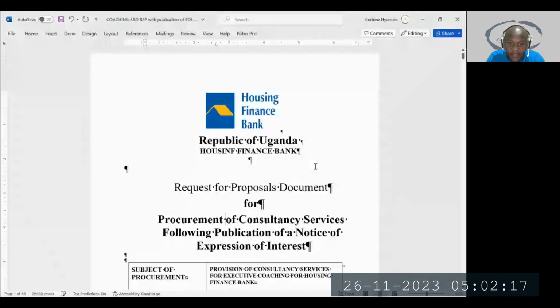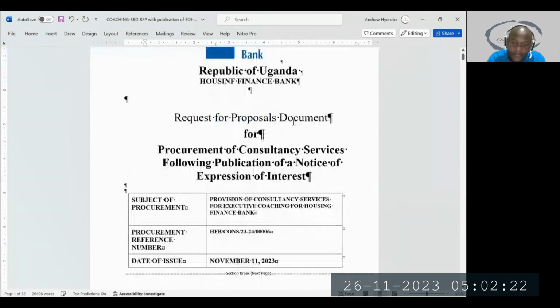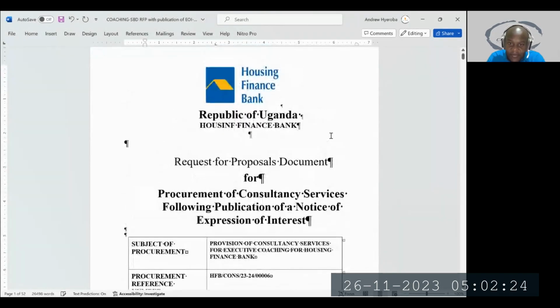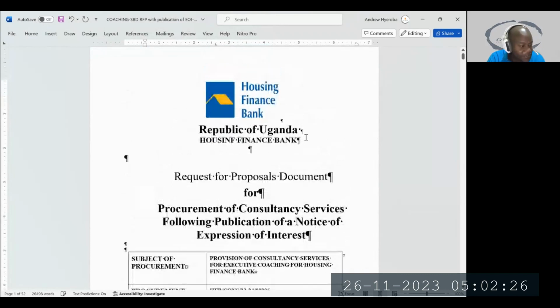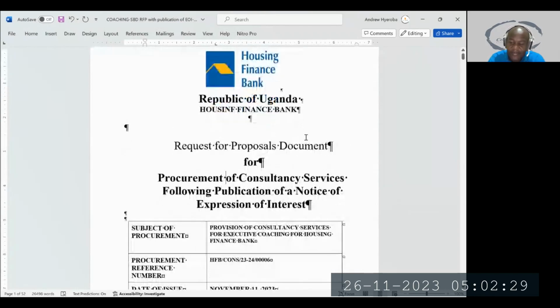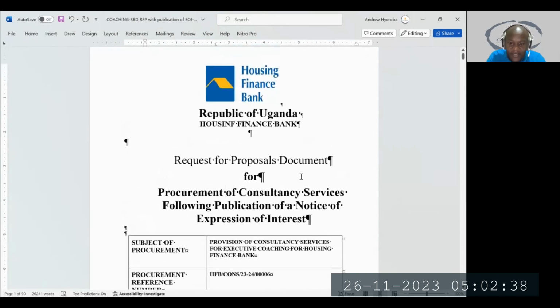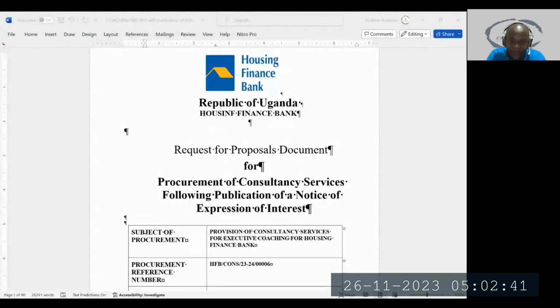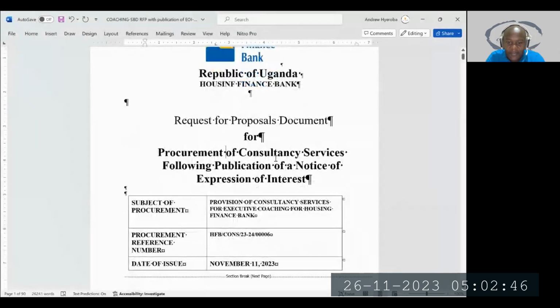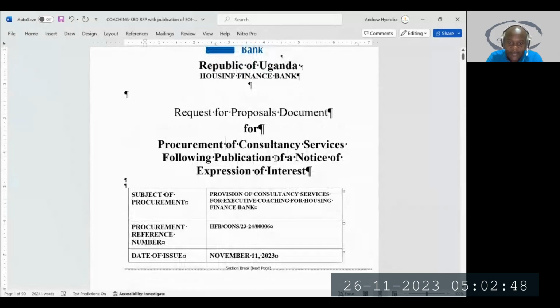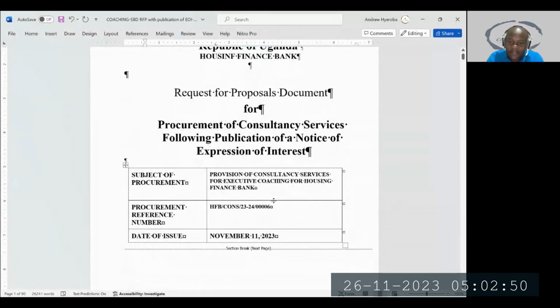Okay. If you see my screen, this is a live and ongoing proposal for a public institution. Just in case you didn't know, Housing Finance Bank is a government-owned bank, and so does procurement under PPDA rules and regulations. That's in Uganda, for those of you who are joining from Uganda. Now what they want is consultancy services for coaching.